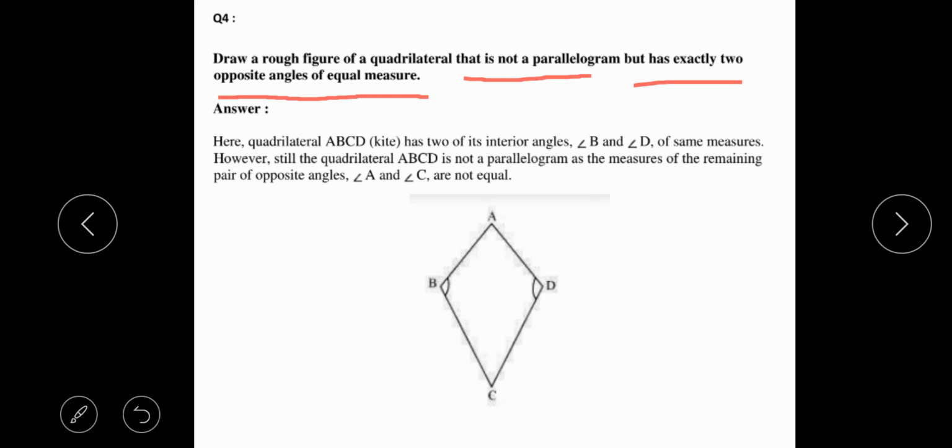In this figure, the quadrilateral has two interior angles, angle B and angle D, of the same measure. However, quadrilateral ABCD is still not a parallelogram, because the remaining pair of opposite angles, angle A and angle C, are not equal. As I told you earlier, in a kite these two angles are equal, but angles A and C are not equal. So this is a rough figure of a quadrilateral which is not a parallelogram.